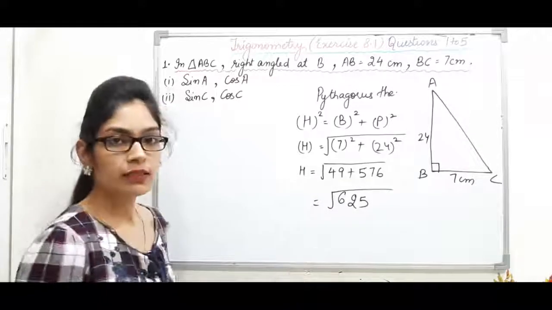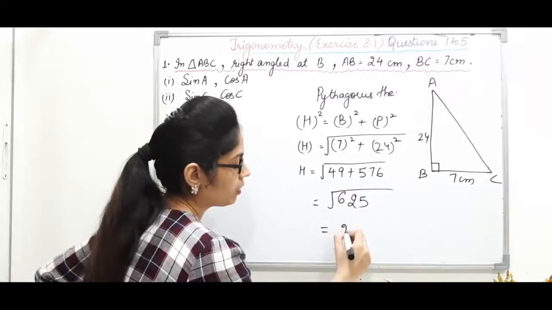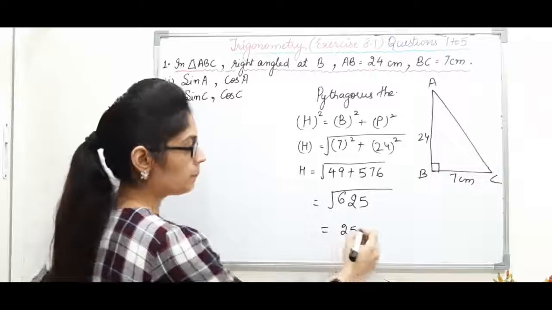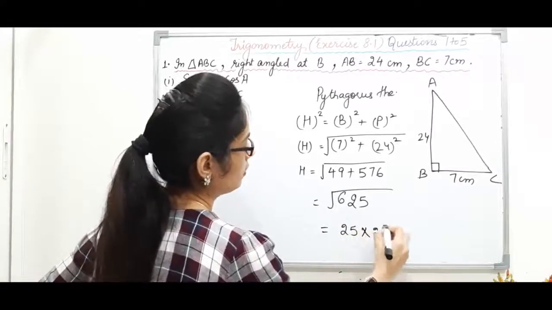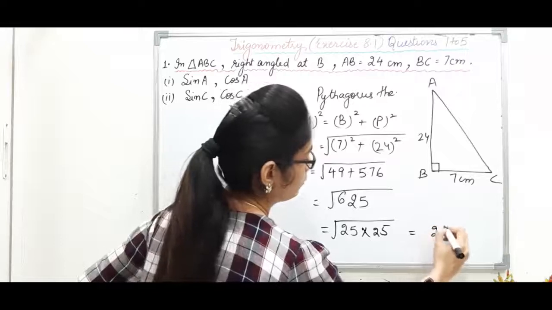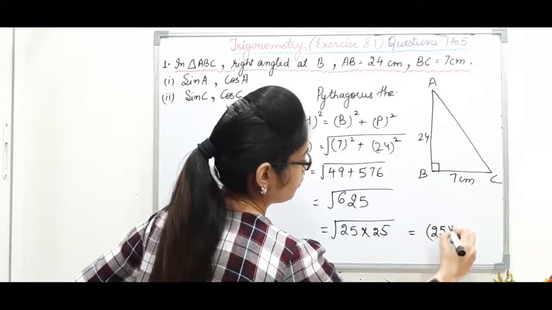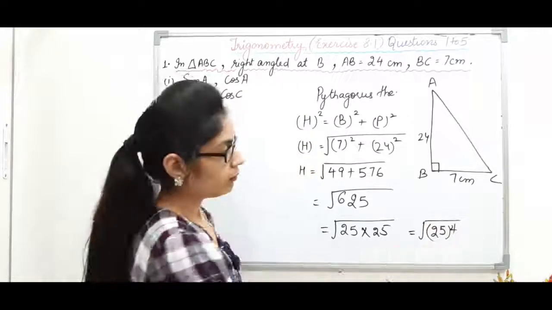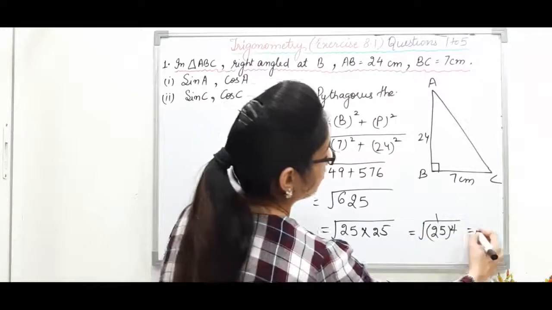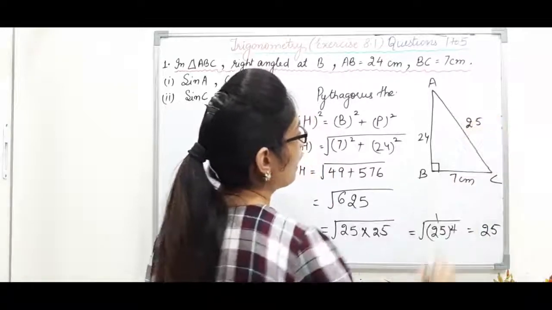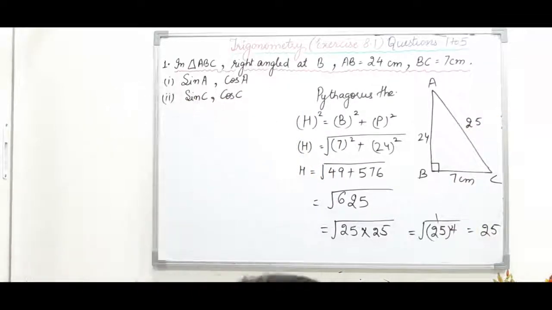So the square root of 625 is 25, because 25 into 25 is 625. So at the end, H is the square root of 25 square. This square will get cancelled with the square root and we will get 25. So the third side, the hypotenuse, we have got: it is 25.